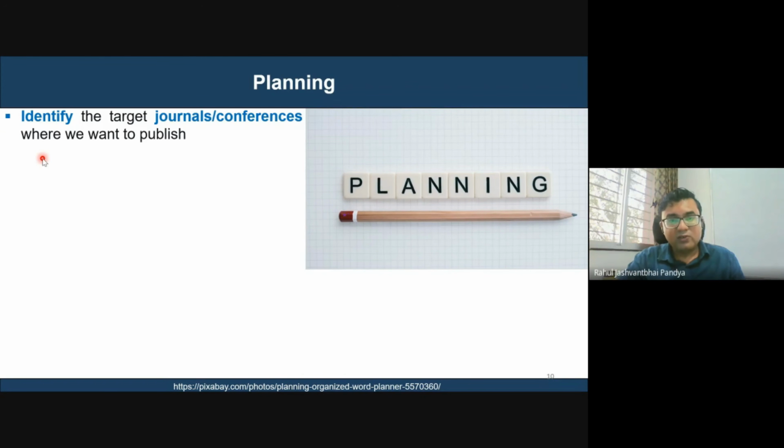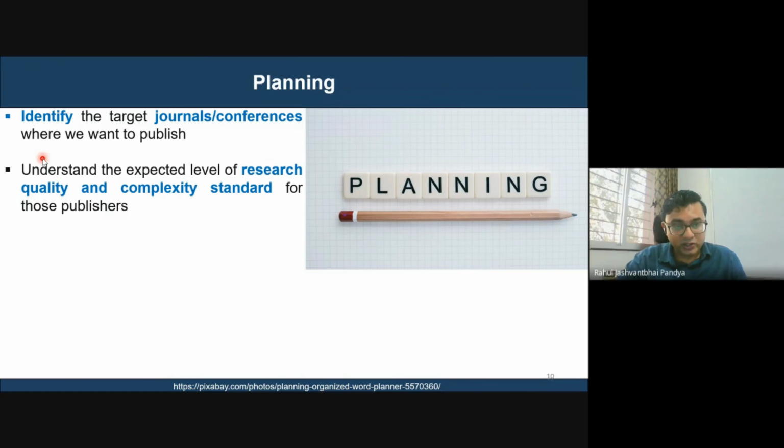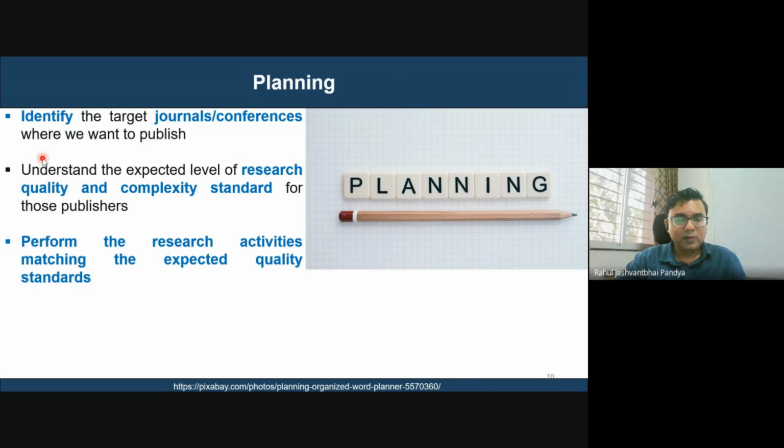So we have to understand what the expectations of those journals are, what kind of research quality they are expecting, writing quality standards, outcomes standards, research work standards. All these things we have to understand up front before we start. Once we have that understanding clear, then we start the research work, so that our entire research gets in line with those expectations, and then and only then can we have Q1 sort of publications, right?